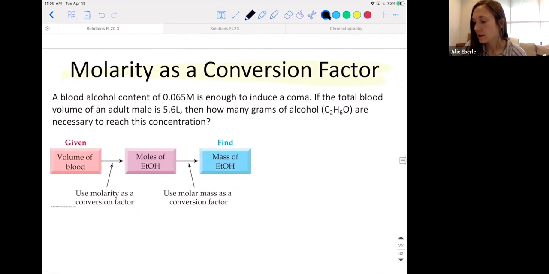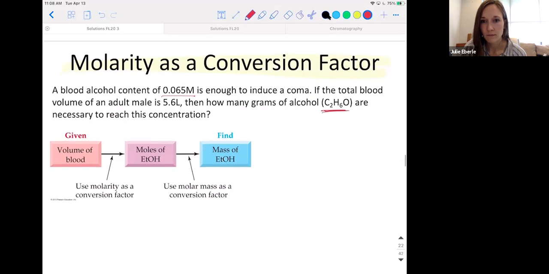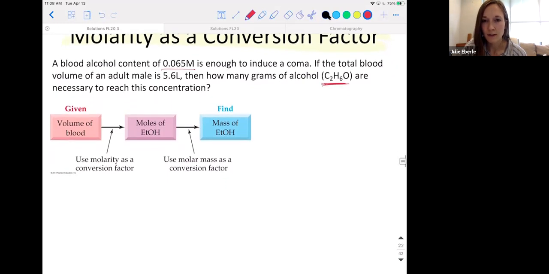So first, let's read this problem right here. A blood alcohol content of 0.065 molar is enough to induce a coma. Hopefully none of you have been there. If the total blood volume of an adult male is 5.6 liters, then how many grams of alcohol, this is ethanol, C2H6O, are necessary to reach this concentration? Some of you are way too eager to know the answer to this.